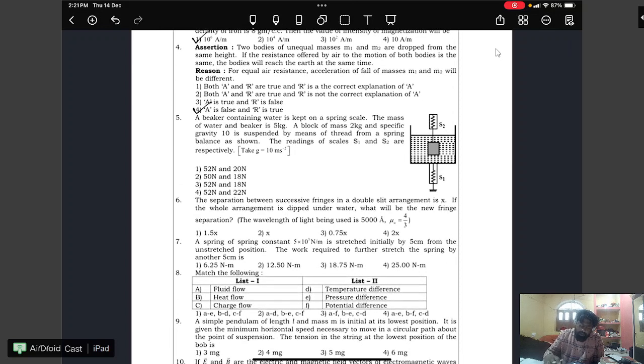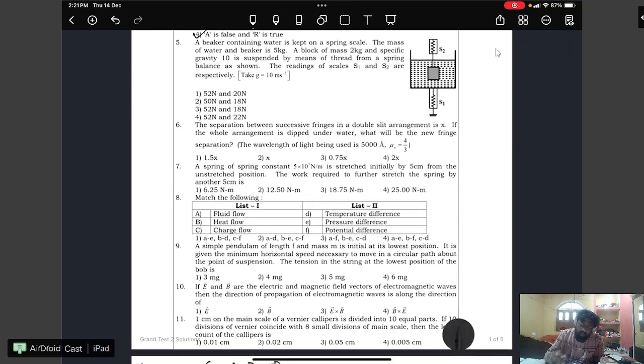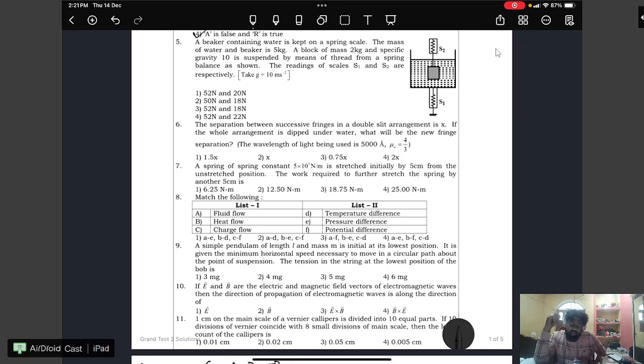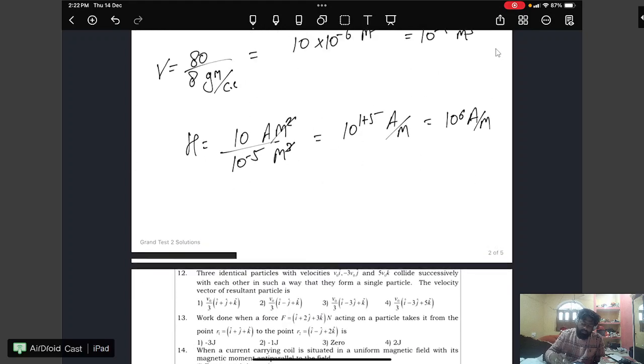Now the next question, question number 5. A beaker containing water is kept on a spring scale. The mass of water and beaker is 5 kg and a block of 2 kg and specific gravity 10 is suspended by means of thread from a spring balance as shown. The readings of the scales S1 and S2 are respectively. Now see, S1 is connected to only the beaker and S2 is connected to the body. So I will draw it properly and then I'll solve.